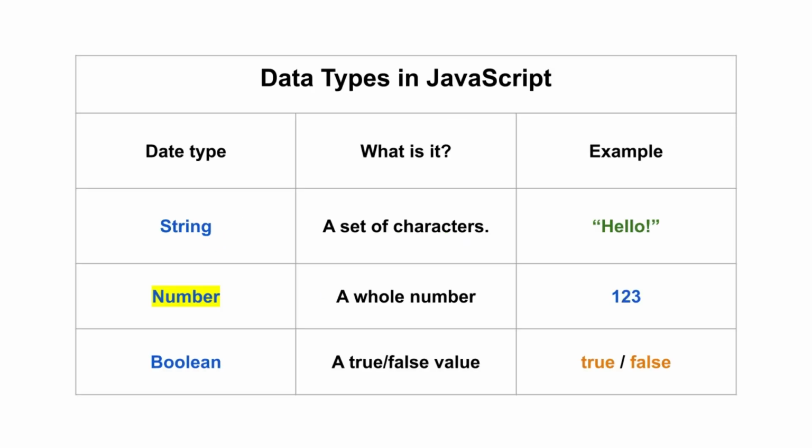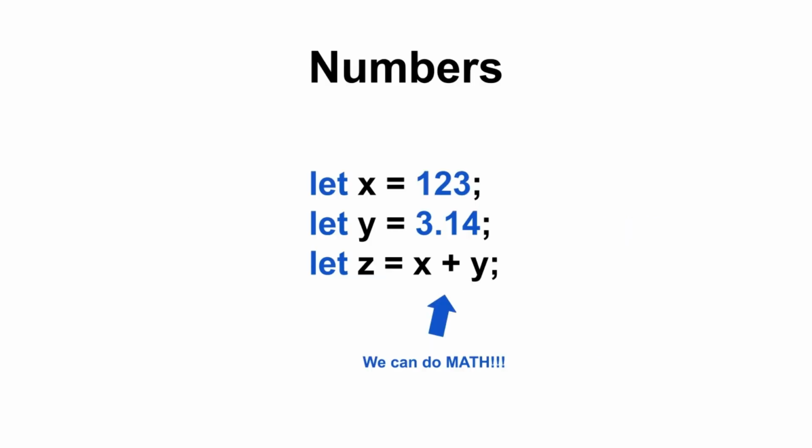The next data type is number. It is just a number value. We use it to calculate and do math. Unlike strings or any other data type, we can use numbers to do math, like addition, subtraction, multiplication, and division. We don't need to surround our number with quotation marks. Otherwise, it will become a string, and we can't do any math with strings. So make sure not to include quotation marks.